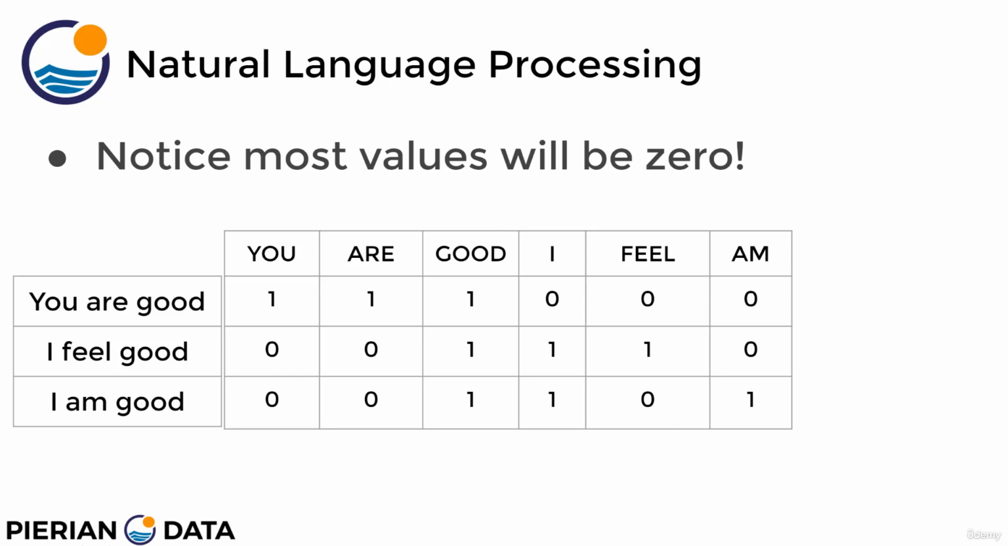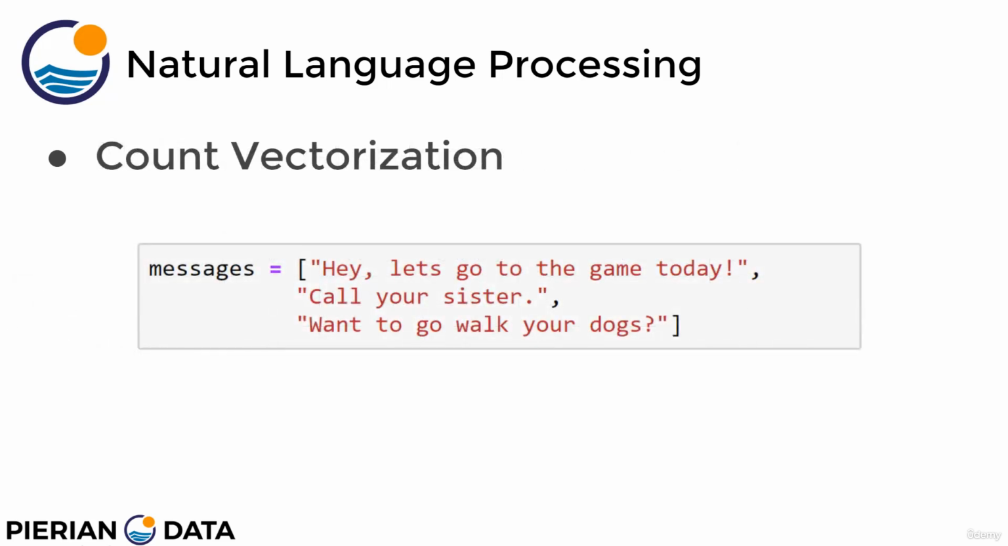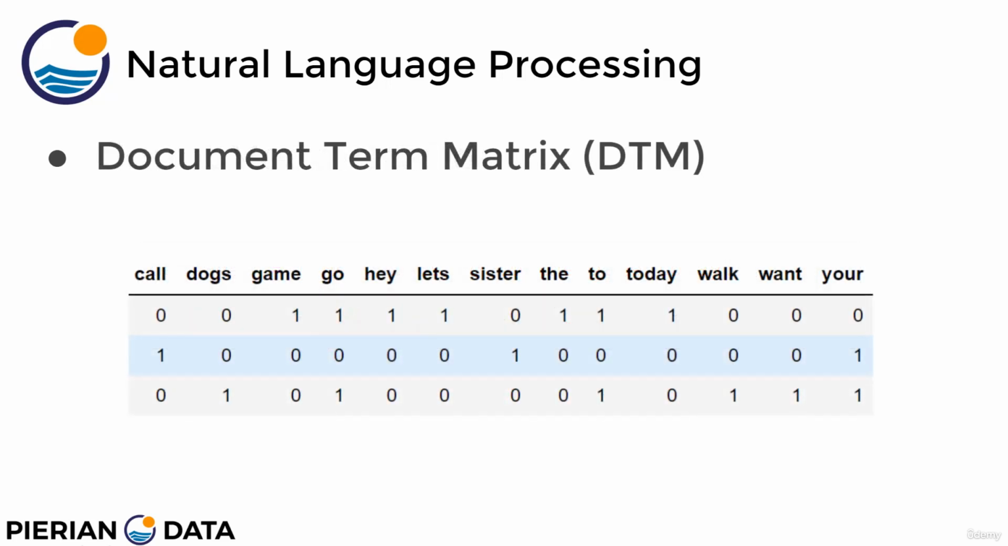So you can imagine if you were doing this with really long documents that contained hundreds or thousands of words, then these matrices are going to be just full of zeros, because it's unlikely that every single document uses every single available word. Now in scikit-learn, you can imagine that if we actually just call count vectorization, we would have a list of messages, such as text messages or tweets, and then it would transform it into what is known as the document term matrix, or DTM.